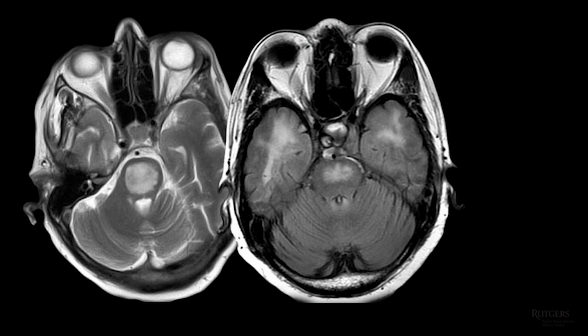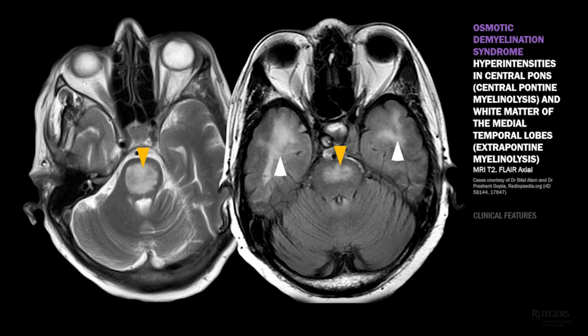Okay, by now you know the drill. Axial T2 and flare cuts through the lower and upper pons with bilateral temporal lobes visible as well. What do you see? Hyperintensity in the white matter of the central pons and also in the medial temporal lobes. So what's the diagnosis? This is central pontine and extrapontine myelinolysis. I put this in just to remind you that lysis of myelin doesn't have to be limited to the pons. That's why the name of this disease is now osmotic demyelination syndrome.